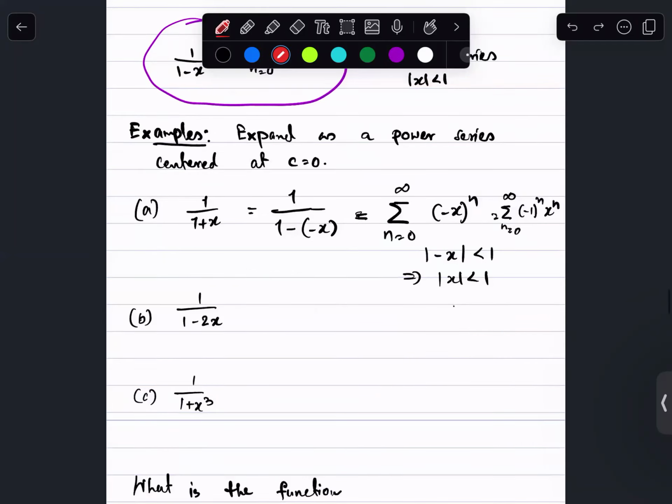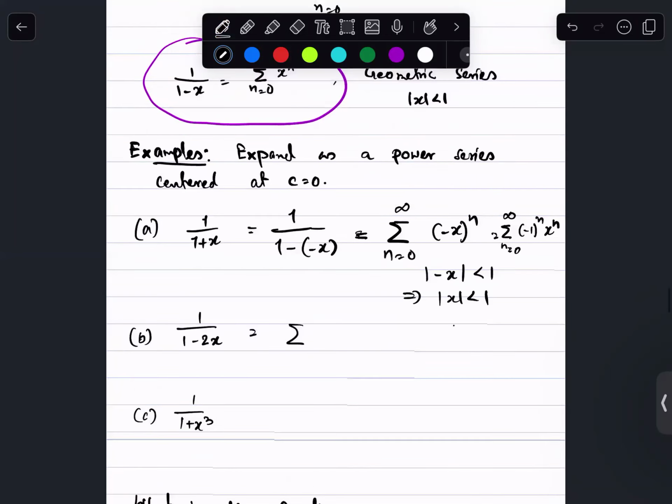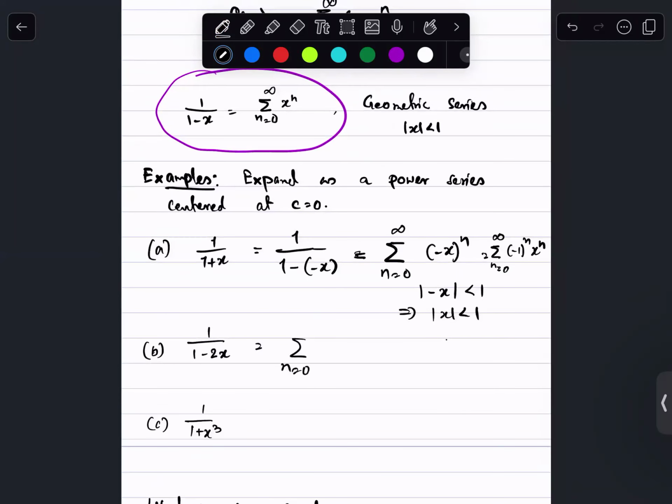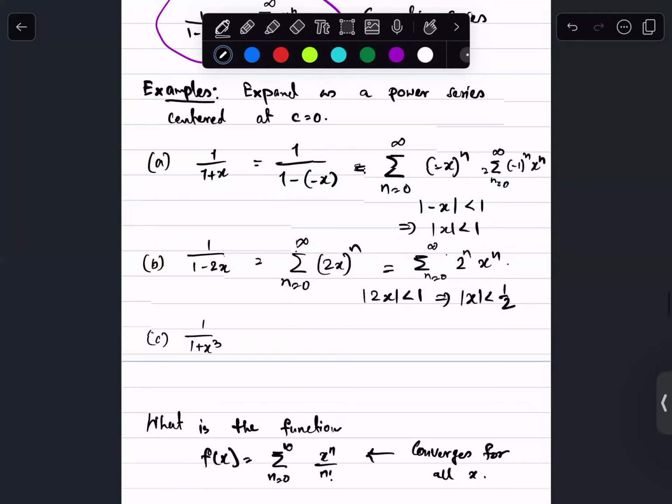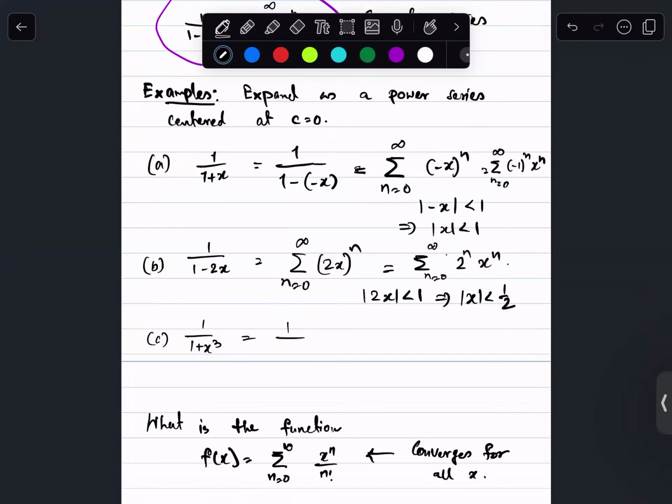Okay, sweet. For the next example, I do the same sort of thing. Here I have 1 minus 2x, so by the formula the sum will be n equal to 0 to infinity of (2x) to the n, and the range will be modulus of 2x less than 1, or in other words, modulus of x less than half. This series is nothing but the sum from n equal to 0 to infinity of 2 to the n, x to the n. That's it. For the third one, I have 1 over 1 minus x to the third.